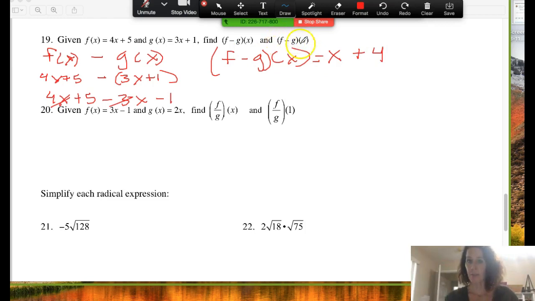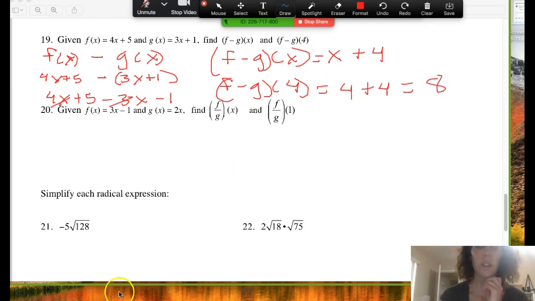Now I need to find (f minus g)(4). Well, all I have to do is plug in a 4 wherever there's an x. I plug in a 4 for x. So that's 4 plus 4, which is equal to 8. And you're finished. Simple enough.